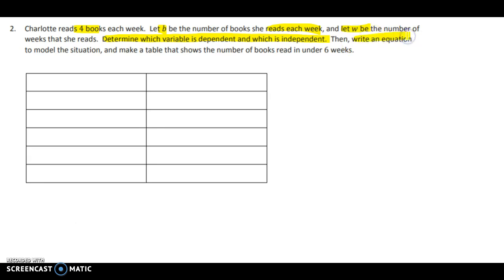We need to write the equation. Let me change that to green. Maybe. There we go. And then we need to write the equation to satisfy the situation. And then finally, step number 3, which we'll do in blue here, they want us to make a table for the books that she's read under 6 weeks. So think about the numbers that we have below 6, which is 1, 2, 3, 4, and 5.